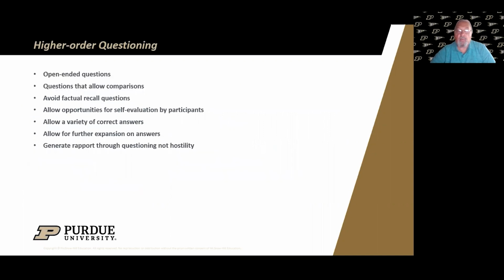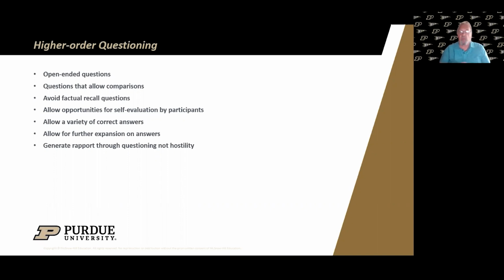Think about higher order questions. I know that when I first went through training, I said, higher order questions, what are you talking about? And think about it. They're open-ended questions. They're questions that allow comparisons. So what you're wanting to do is try to avoid yes and no questions, because that doesn't promote conversation or discussion.